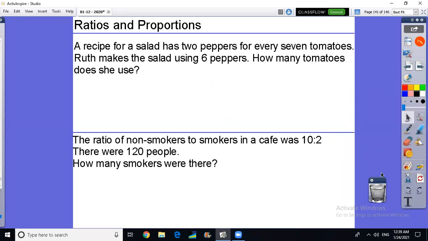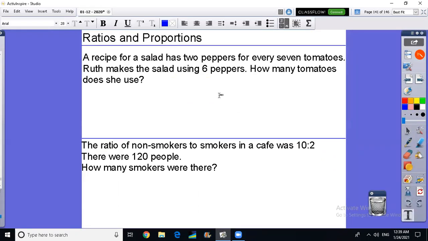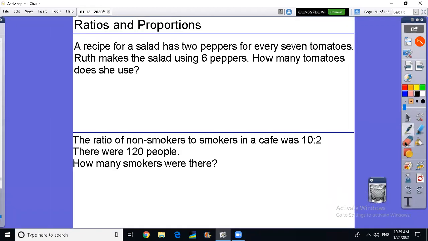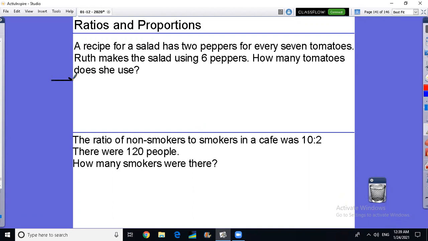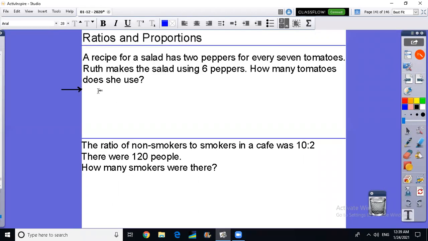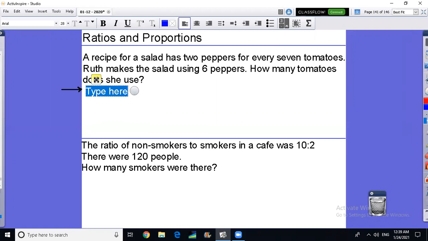The first thing that I need to do is write the items that we're dealing with, writing the words. Remember, we agreed that we're going to do this in 3 steps, 3 very important lines. The first line is the names. First, we have the pepper, and it's pepper to what? To tomatoes.